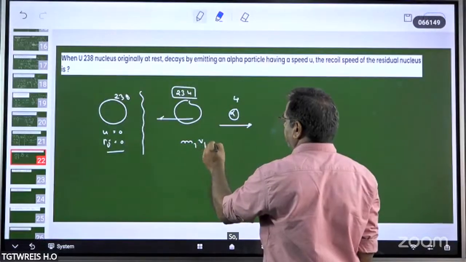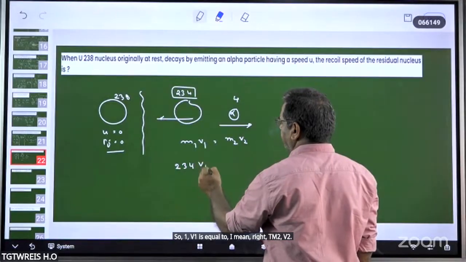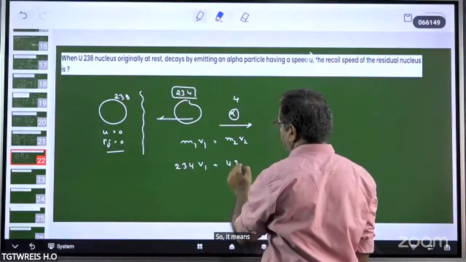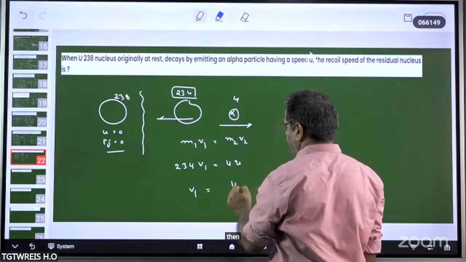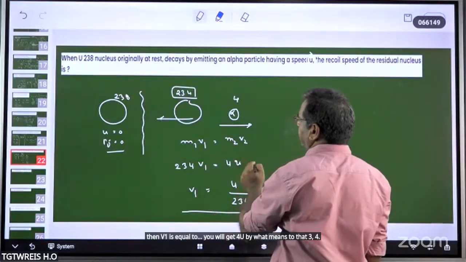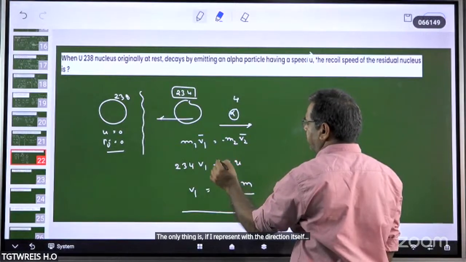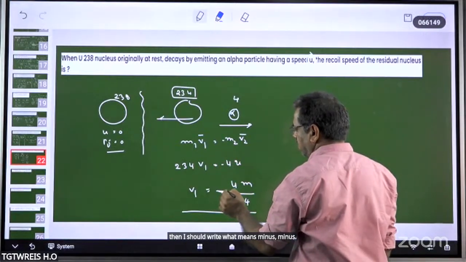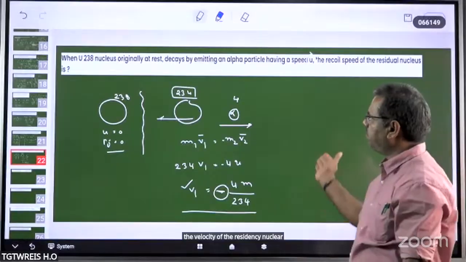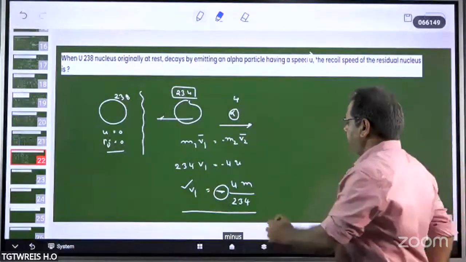So M1 V1 is equal to M2 V2. 234 V1 is equal to 4 into U, starting with the velocity U itself. Then V1 is equal to 4U by 234. The only thing is, if I represent the direction, then I should write a minus sign. The negative sign indicates that the velocity of the residue nucleus will be opposite to the direction of the alpha nucleus. Minus 4U by 234.